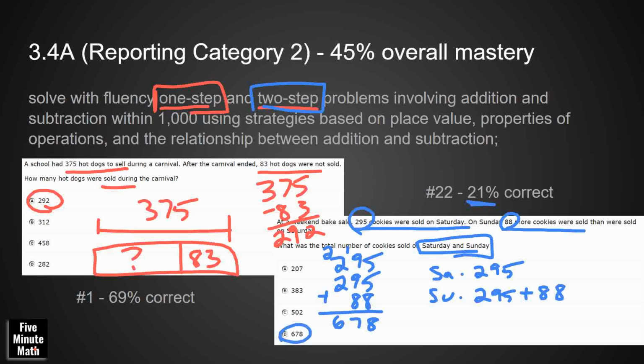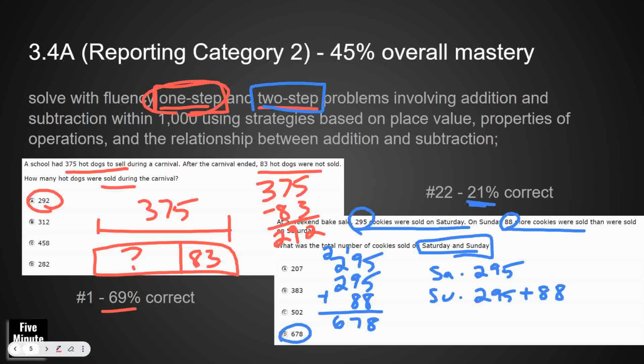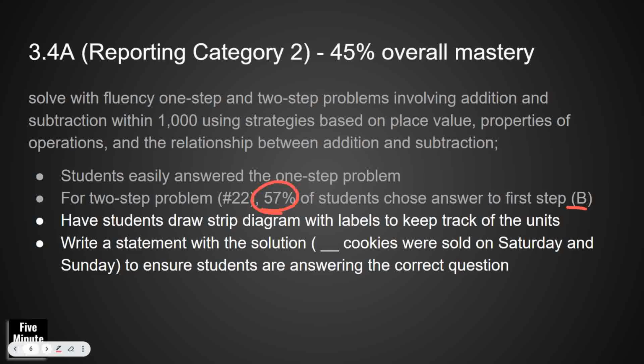But look at the difference between a two-step problem, 21%, and a one-step problem, which is 69%. Huge difference, same standard. So we easily answered the one-step problem. For number 22, the two-step problem, 57% chose B. So let's go back and look. 57% chose this. This is the answer to that first step. How much is on Sunday? 295 and 88, they were able to get.